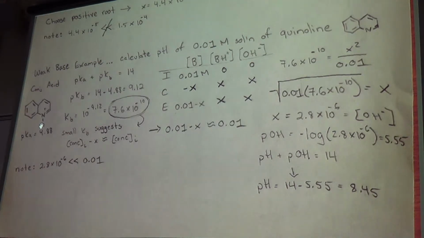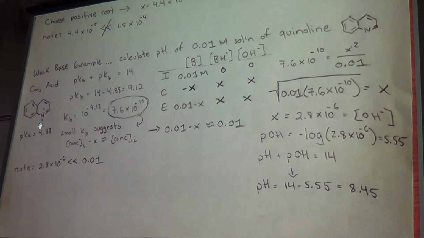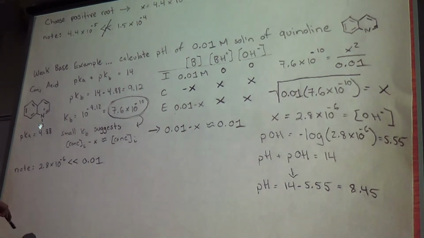Take 10 to the negative 9.12, that gives us 7.6 times 10 to the negative 10. This is a very small number. Since we have such a small Kb, we're going to assume that X ends up being very small, and in this case we can make the approximation that our initial concentration minus X is equal to our initial concentration. Our initial concentration was 0.01 molar, and that small Kb again justifies our approximation.